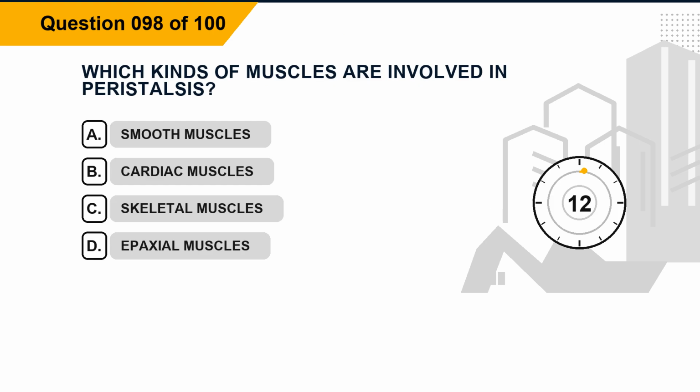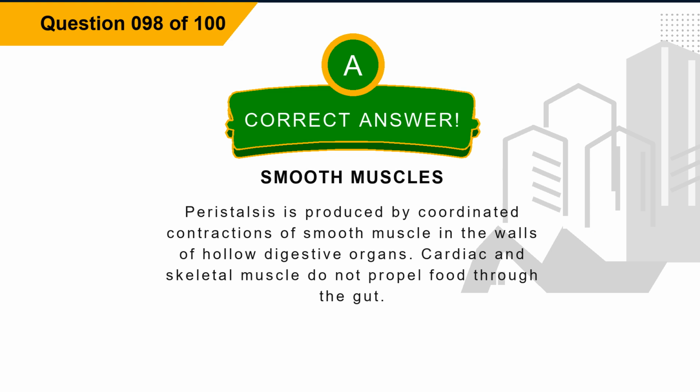Question 98. Which kinds of muscles are involved in peristalsis? Option A, smooth muscles. Option B, cardiac muscles. Option C, skeletal muscles. Option D, epaxial muscles. The correct answer is option A, smooth muscles. Explanation: peristalsis is produced by coordinated contractions of smooth muscle in the walls of hollow digestive organs. Cardiac and skeletal muscle do not propel food through the gut.